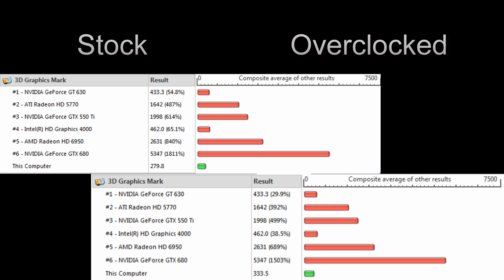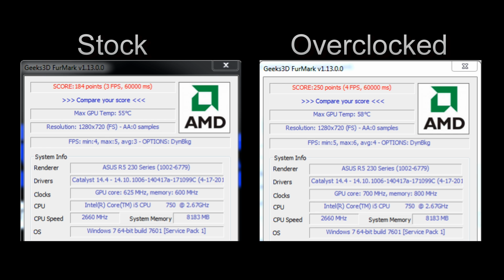It's pretty weak, honestly. Furmark on the 720 benchmark, it got a 184 and overclocked a 250, so overclocked it is pretty good.